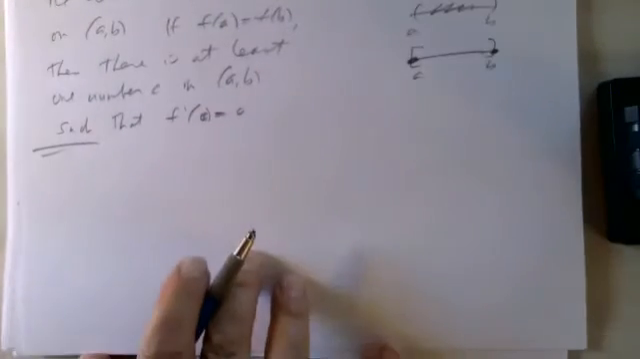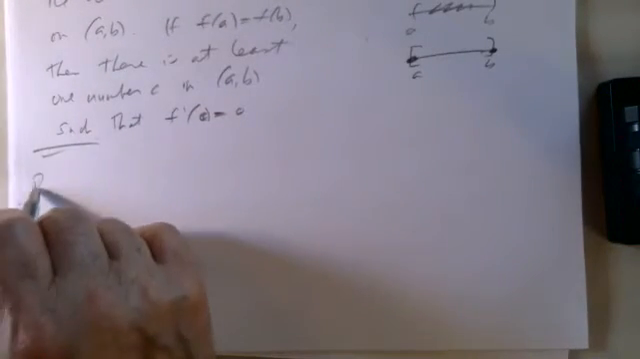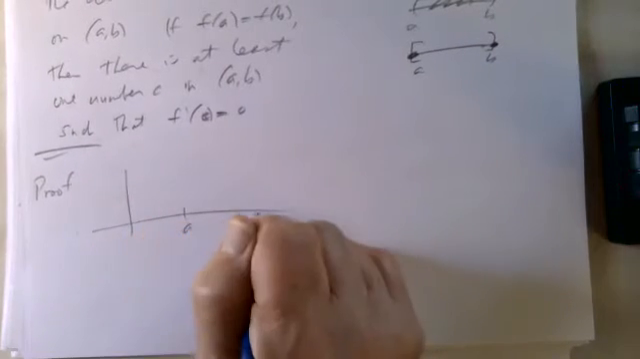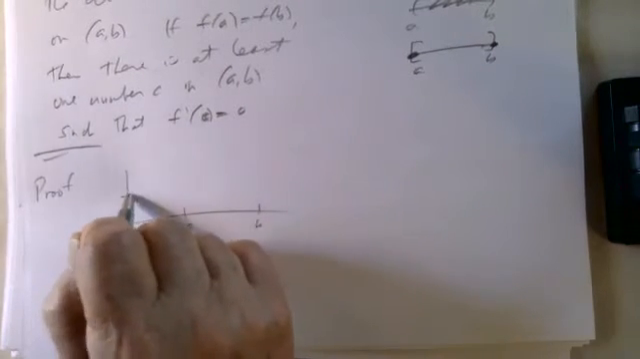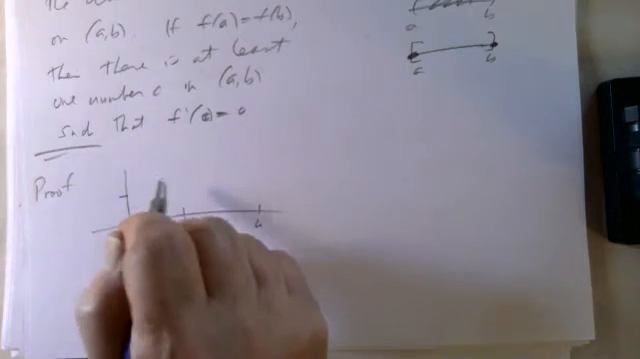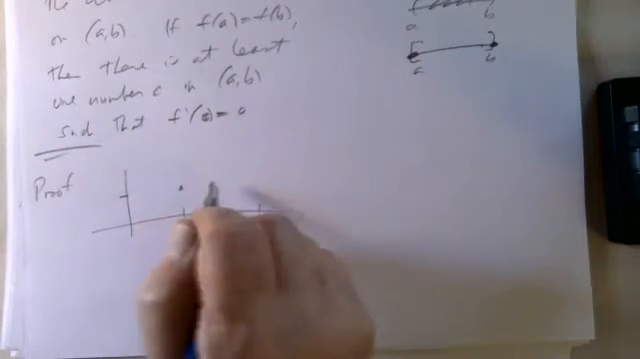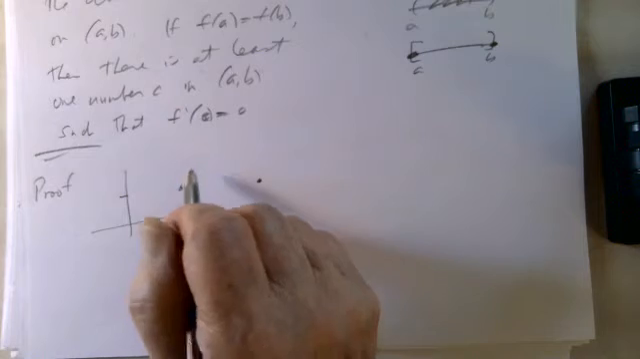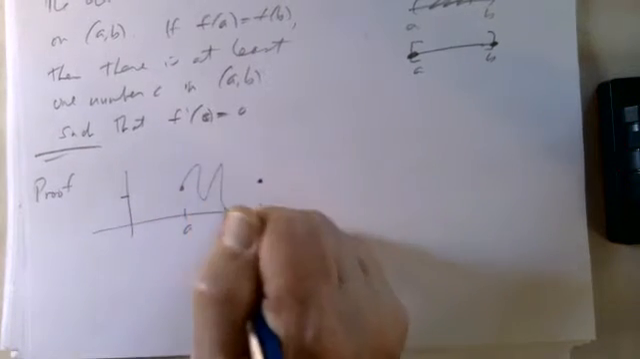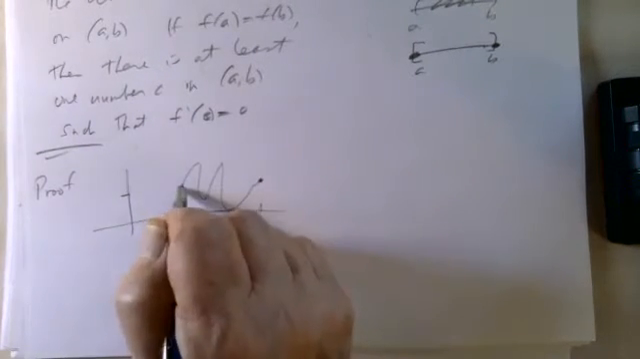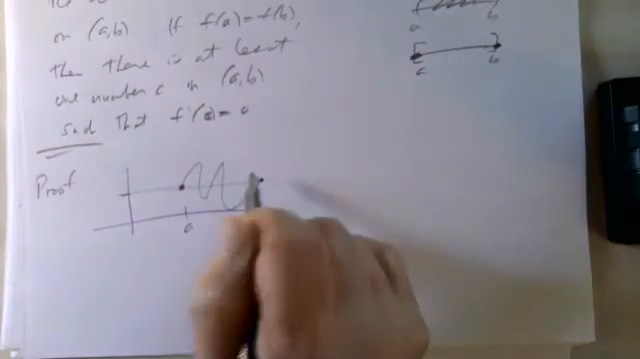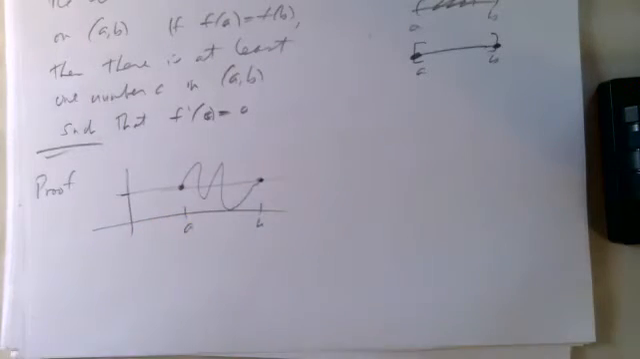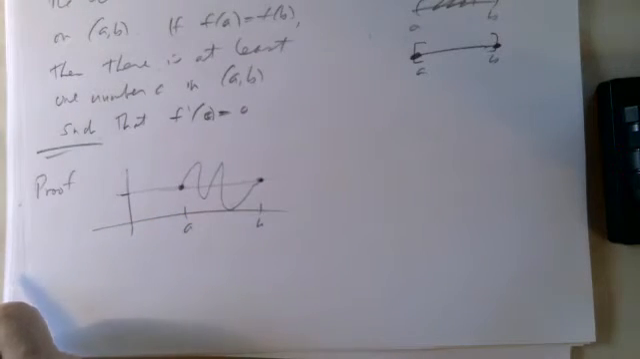And to give you an idea of why this is true, we draw a picture. So here, A and B, and here's the graph of the function. It takes on the same value at A and B. So whatever the function looks like, it starts at this same value and ends at the same value. And the theorem says that somewhere in between, the derivative of the function is 0.